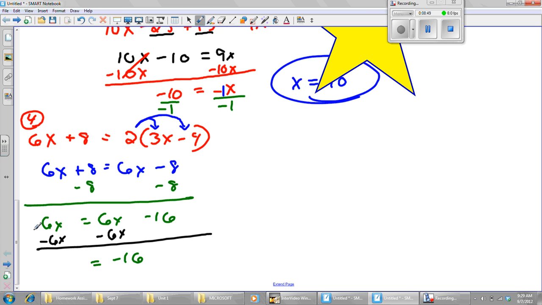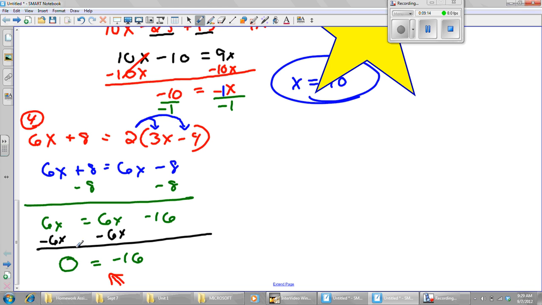I mean, is 5 minus 5 1? If you have an apple and somebody takes that apple away from you, do you still have an apple left? No, of course not. 6x minus 6x is 0. It's not nothing, it's 0. Now look at this here. This should bug the heck out of you. Does 0 equal negative 16? No, it never equals negative 16.